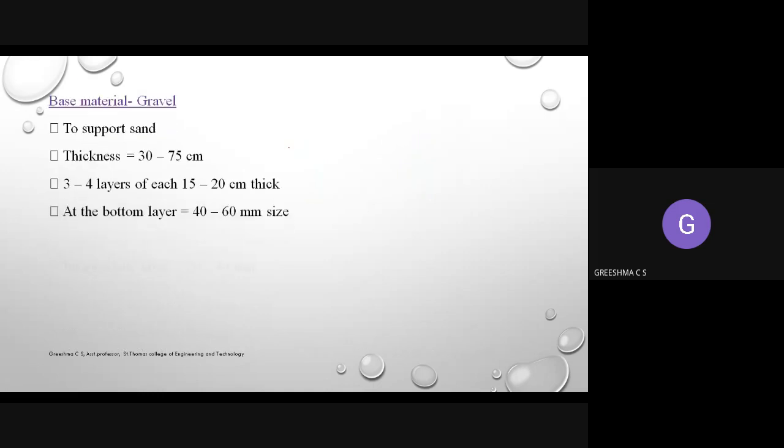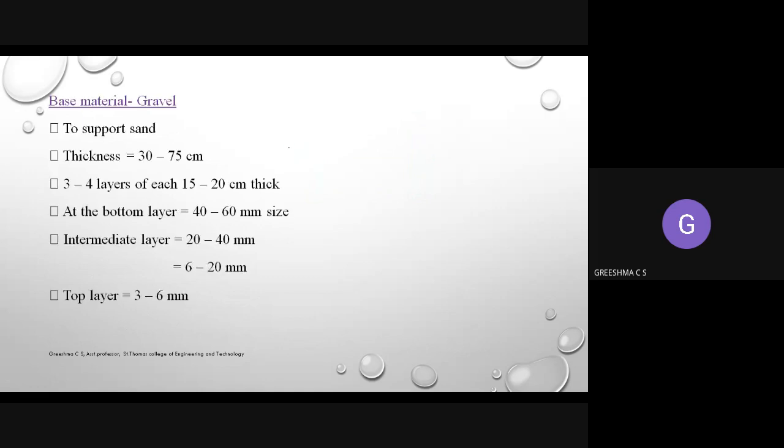Coming to the next one, below the sand we are using gravel as the base material, to support the sand. This gravel should be laid. Okay, so this is sand, at the top, and at the bottom you are having gravel. So the bottom portion is made up of gravel.